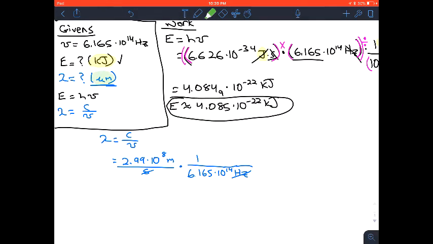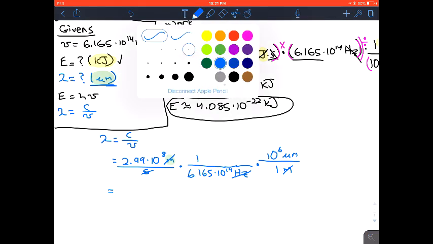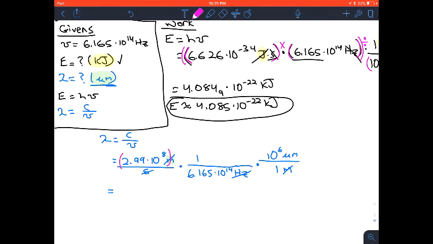Okay, so we need another conversion factor, because down here we have meters, we need micrometers. So we have 10 to the 6th micrometers equals 1 meter. Meters cancels out. So now we're left with straight up calculations that we're used to doing. So 2.99 times 10 to the 8th divided by 6.165 times 10 to the 14th multiplied by 10 to the 6th. So let me punch that into my calculator.